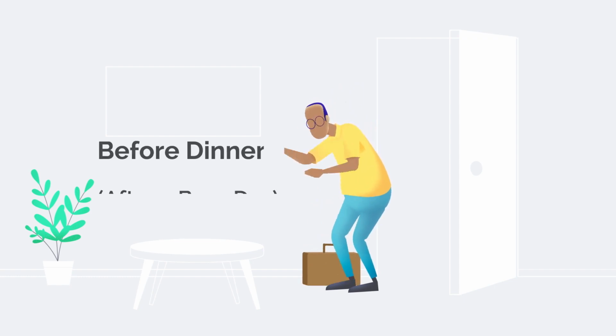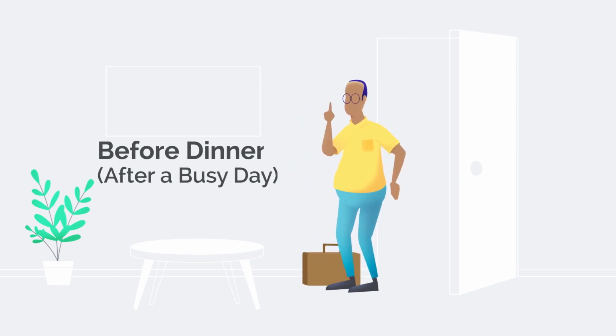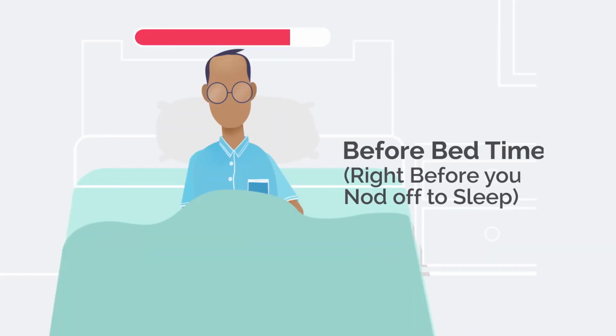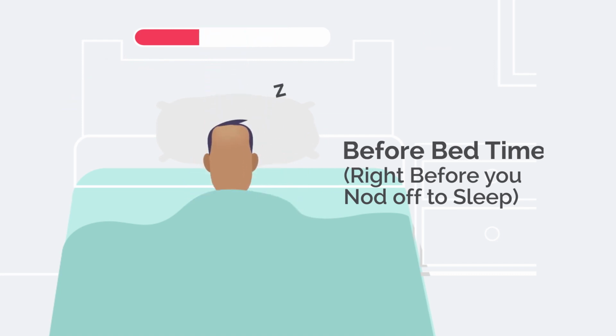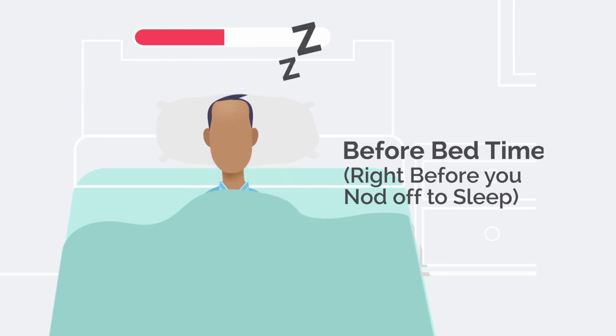Before dinner after a busy day, when you're winding down. Before bedtime helps you assess whether you'll be going to sleep with high blood sugar, or if your medications are making your blood sugar go too low. You want to avoid sleeping with blood sugars that go above or below the target range.